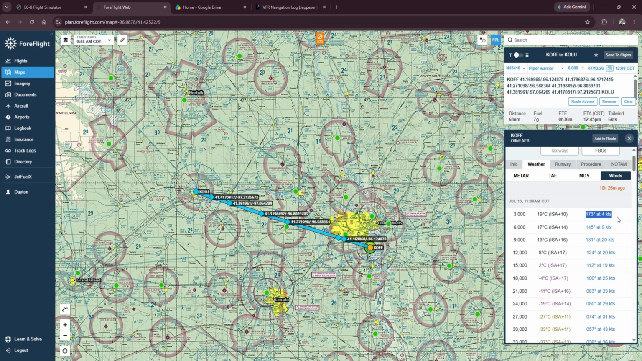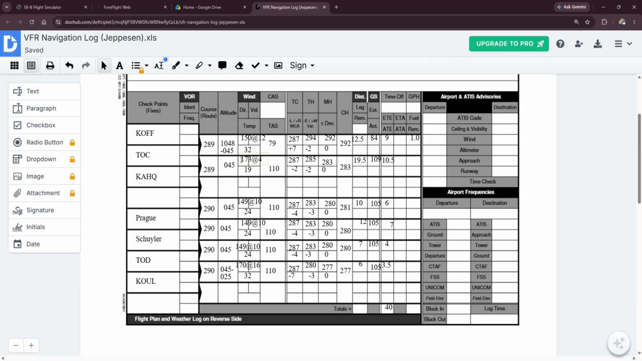They're not going to change a whole lot between 3 and 6,000, so I'm just going to use the 3,000 today. Make it easy on myself. So I chose 173 at 4, and we know that from Offutt to Oahu, we're going to use the same winds, right? So we have the 173 at 4. And now we know from Prague to Columbus, we're going to use those winds aloft.